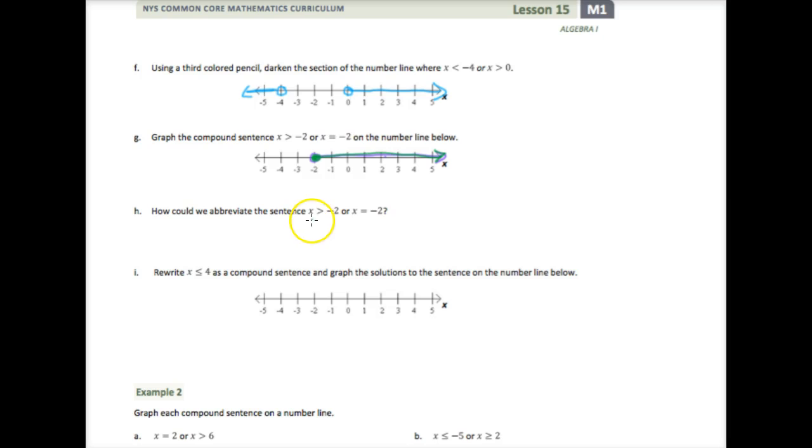How could we abbreviate x greater than -2 or x equal to -2? Well, that's a pretty simple process. We're going to combine both symbols, and x is going to be greater than or equal to -2.